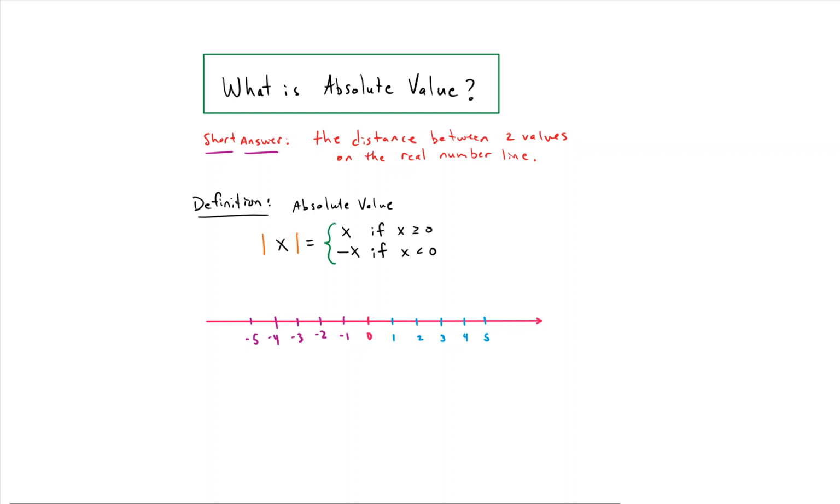So what is absolute value? The short answer is absolute value is just the distance between two values on the real number line. So really, absolute value just came about because it was a measure of distance. They needed to figure out how to measure something, and absolute value is a great way to do it, right? So let me explain what I mean.